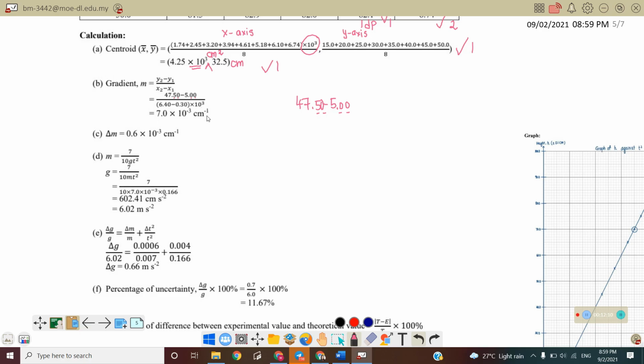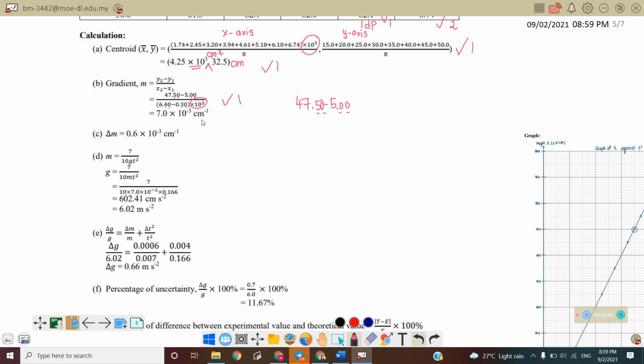Okay, for the x-axis is our r square. So our r square is 6.40 minus 0.30. So it's 1, 2, 1, 2. And remember, most of the students forgot to write times 10 to the power of 3, because this is not 6.4, it's actually 6,400. And this is not 0.3, actually this is 300. So remember to write times 10 to the power of 3. If you substitute correctly, you will get 1 mark.